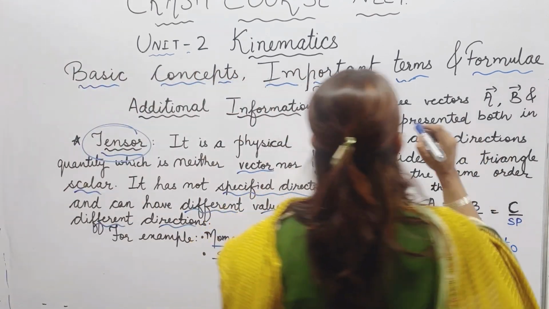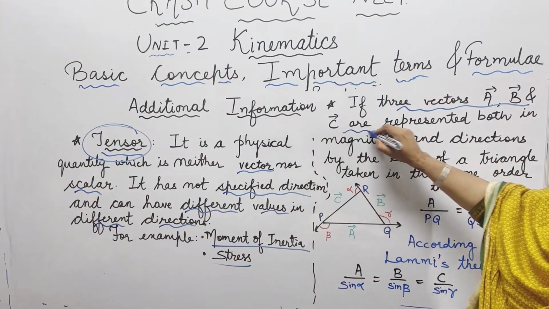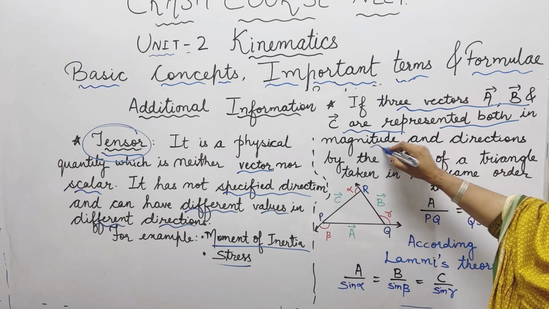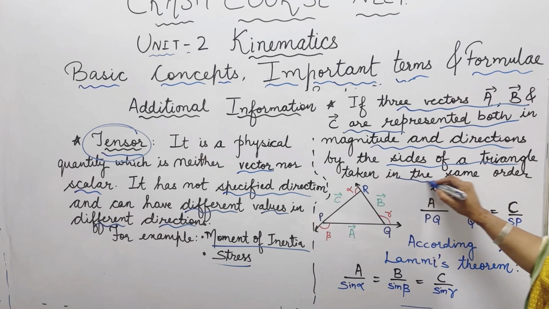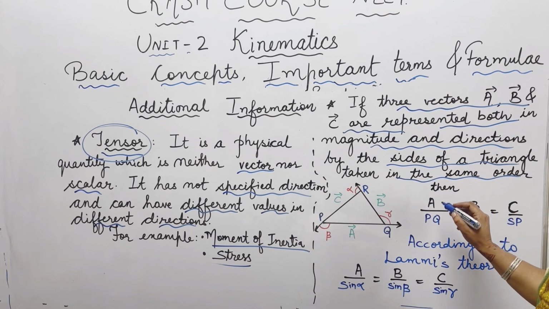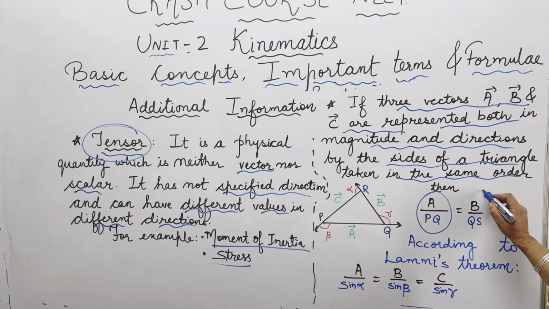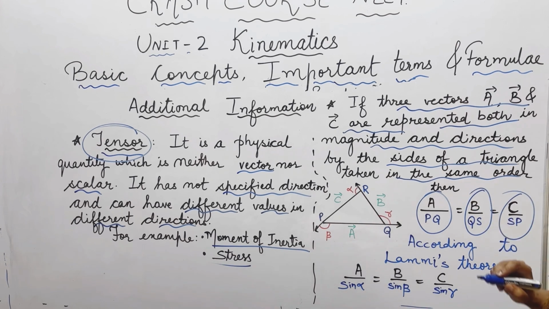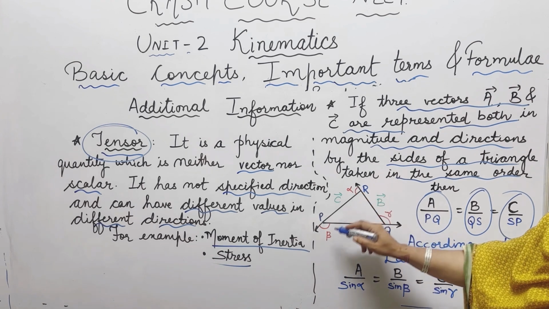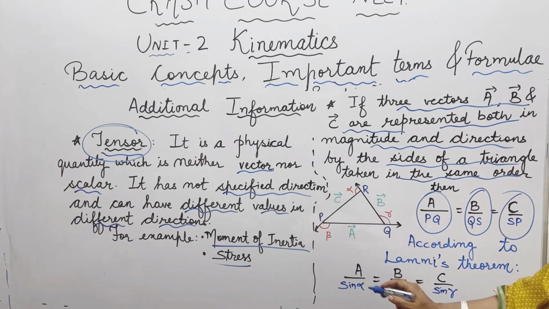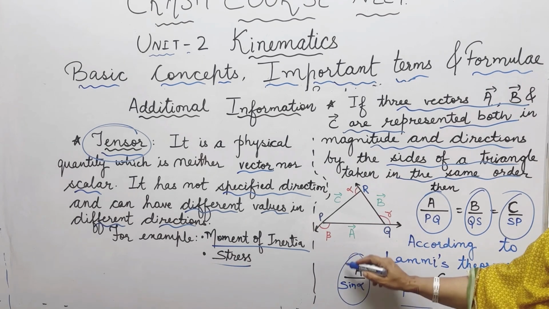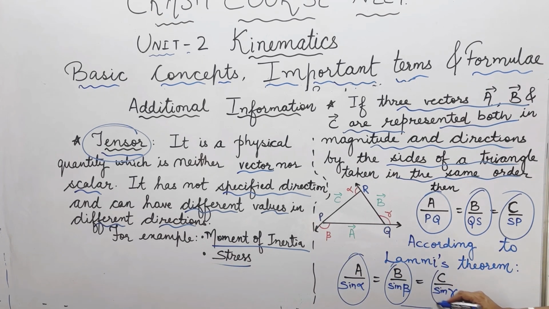The second one is, there are three vectors A, B and C that are represented in order, magnitude and direction by the sides of a triangle taken in the same order. Then A upon PQ is equal to B by QS is equal to C by SP, and these are the exterior angles alpha, beta and gamma. So A upon its opposite exterior angle alpha, A upon sine alpha is equal to B by sine beta is equal to C by sine gamma. So this is the Lami's theorem.